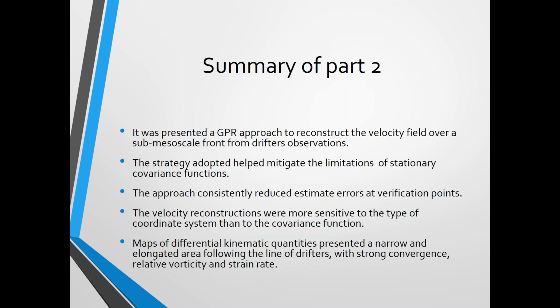To summarize the second part, I presented an approach to reconstruct the velocity field over a submesoscale front. The strategy adopted helped mitigate the limitations of stationary covariance functions. The approach consistently reduced the estimate errors at verification points, and the velocity reconstructions were more sensitive to the type of coordinate system than to the covariance function. The maps of differential kinematic quantities presented narrow and elongated features following the drifters, which are also consistent with submesoscale fronts.